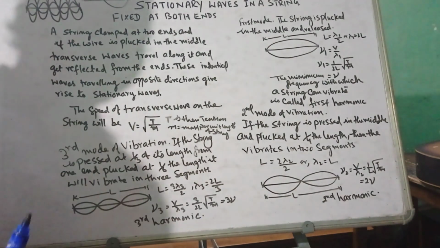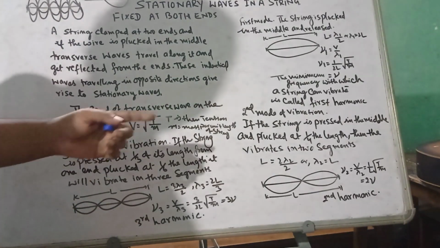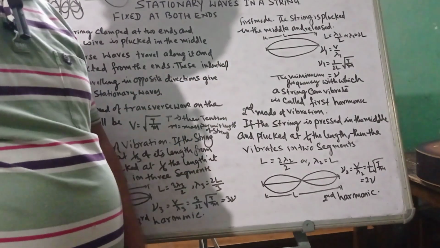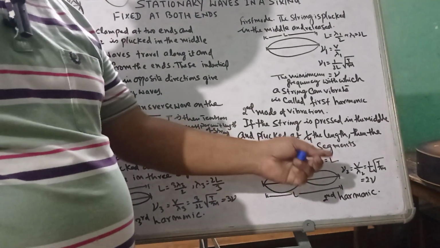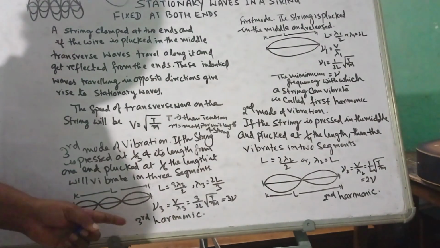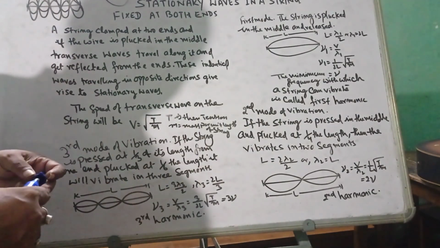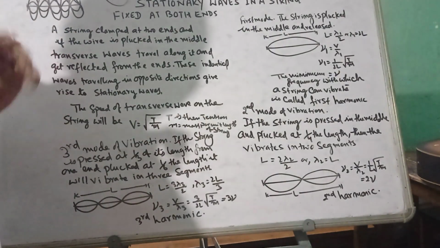That means here you see the frequency of the string increases. This is the fundamental frequency, that means the first harmonic. And second, the frequency has increased twice. And here again the frequency has increased thrice. So how is this applicable practically?